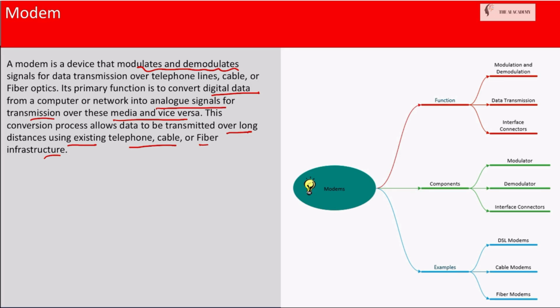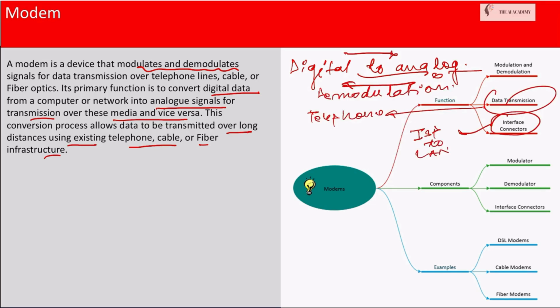When data is sent from a computer or network to the internet, the modem modulates the digital data into analog signals. This process involves encoding the digital information onto a carrier signal that can be transmitted over telephone lines, coaxial cables, or fiber optic cables. Demodulation is performed when data is received from the internet. The modem demodulates the incoming analog signals back into digital data. This process involves decoding the carrier signal to extract the digital information that can be processed by the computer or network.